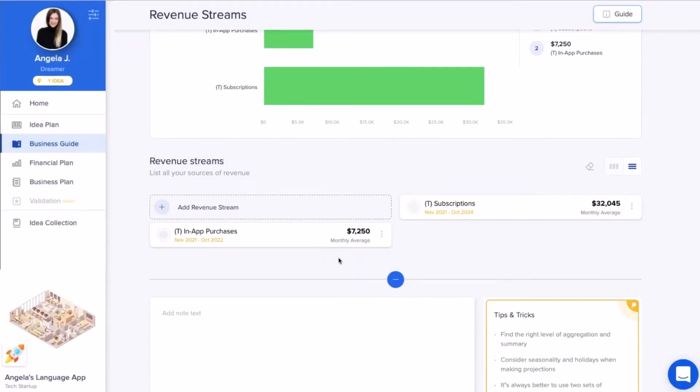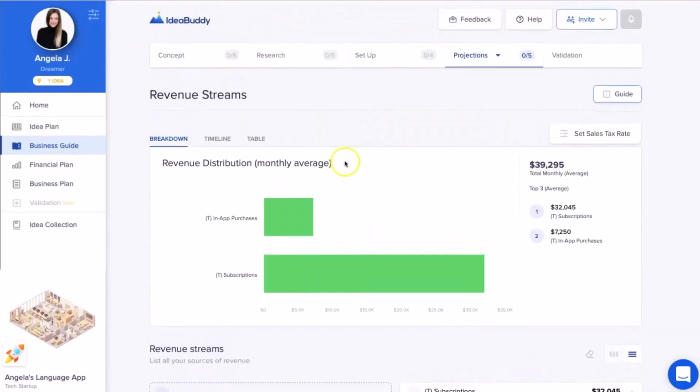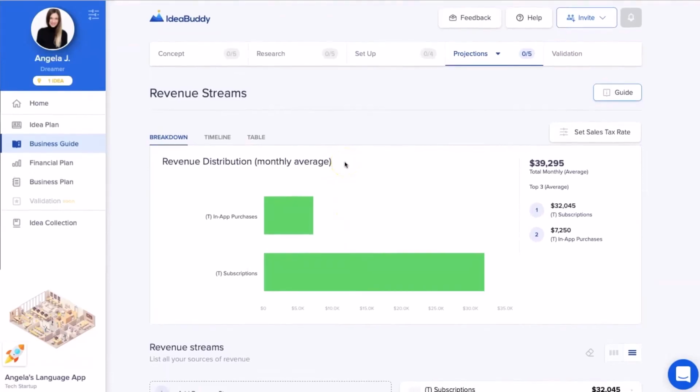Of course, the amazing thing about IdeaBuddy is that as you add in your revenue, it will be automatically added into your financial plan. Everything is automated. All of these calculators are connected to one another, and it's doing all the hard, boring work for you.